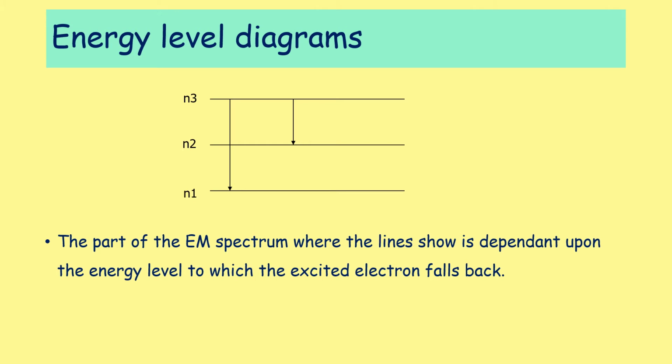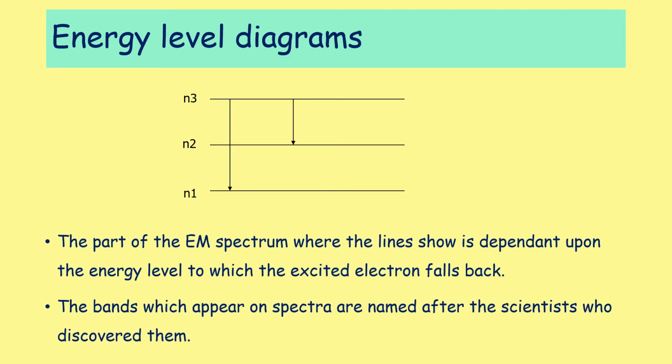So for energy levels that are closer to one another, the difference in energy is going to be less, and so it means the photon is going to have less energy. Less energy means a longer wavelength.